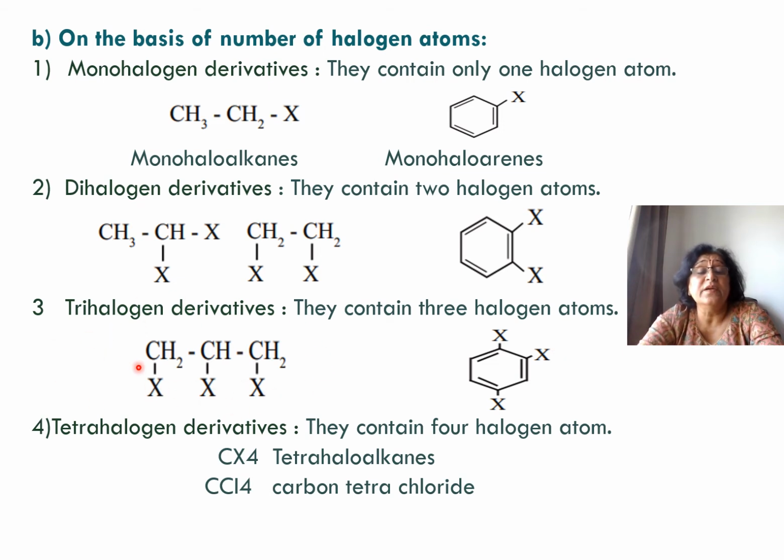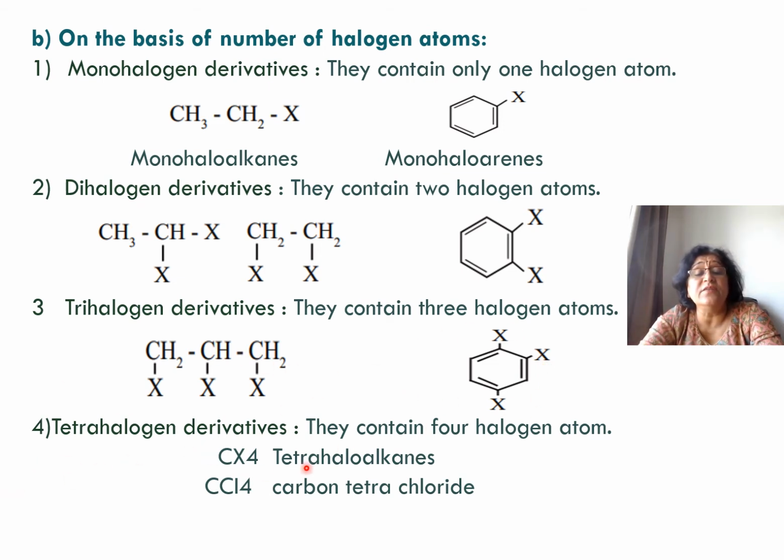Then trihalogen derivatives, they contain three halogen atoms, and the examples you see here, the three halogen atoms are attached to the alkane. So three hydrogen atoms are replaced by three halogen atoms. And the other examples are CHCl3 chloroform, CHBr3 bromoform, CHI3 iodoform. Then in haloarene, you see here the three hydrogen atoms are replaced by three halogen atoms. This is trihalobenzene and this is the trihalogen derivative.